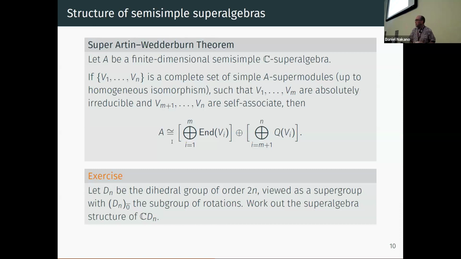Okay, so as an exercise, the dihedral group of order 2n, we could also view this as a supergroup where the even elements are the rotations, and then your favorite little reflection is odd. So you could work out the superalgebra structure of this. That's a fun little exercise, which I'm not going to do for you, but it's in our paper.